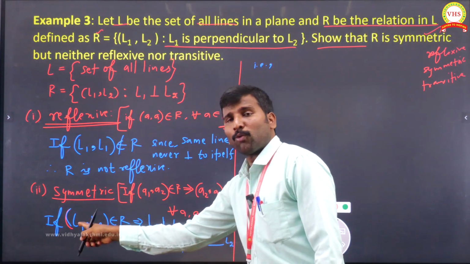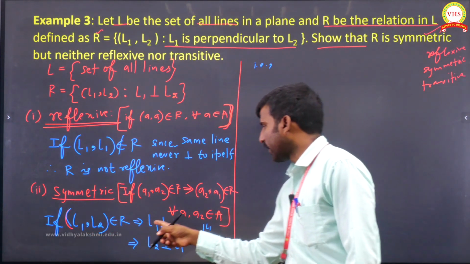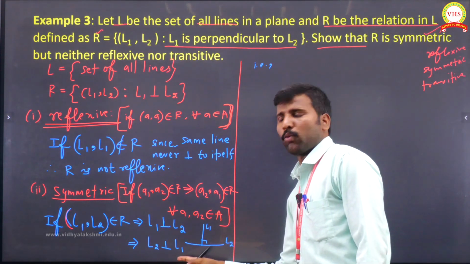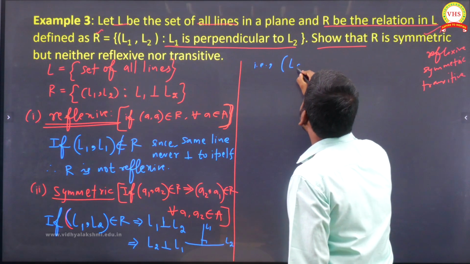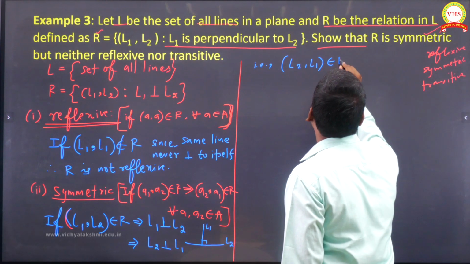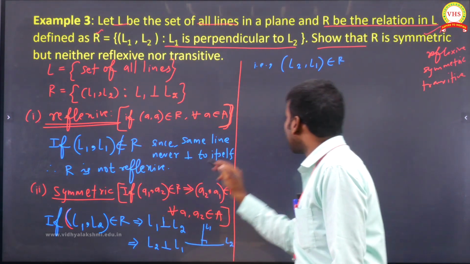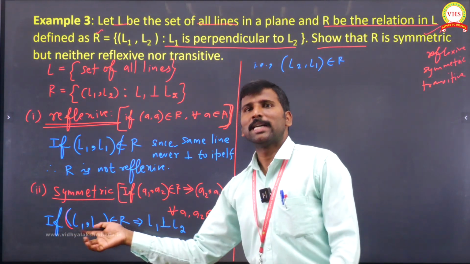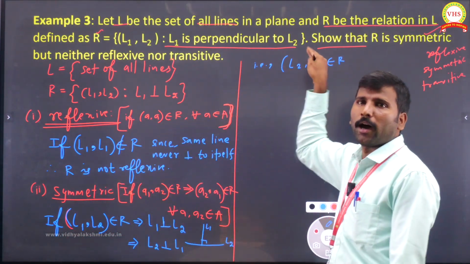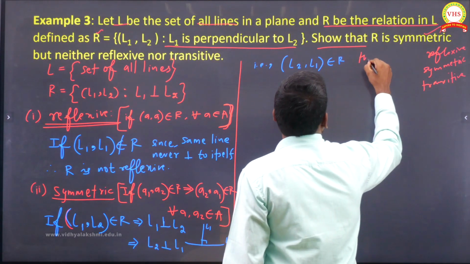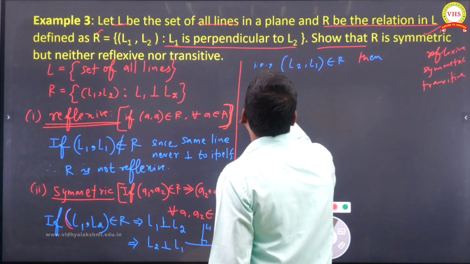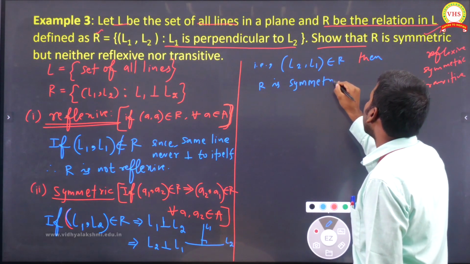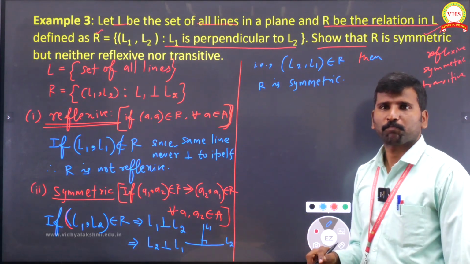See, (L1, L2) belongs to R, we can say L1 is perpendicular to L2. Now, L2 is perpendicular to L1, that we can say (L2, L1) belongs to R. Then the definition is satisfied. I assumed (L1, L2) in R, the reverse pair I got in the R. Then what we can say? Then R is symmetric. Understand?